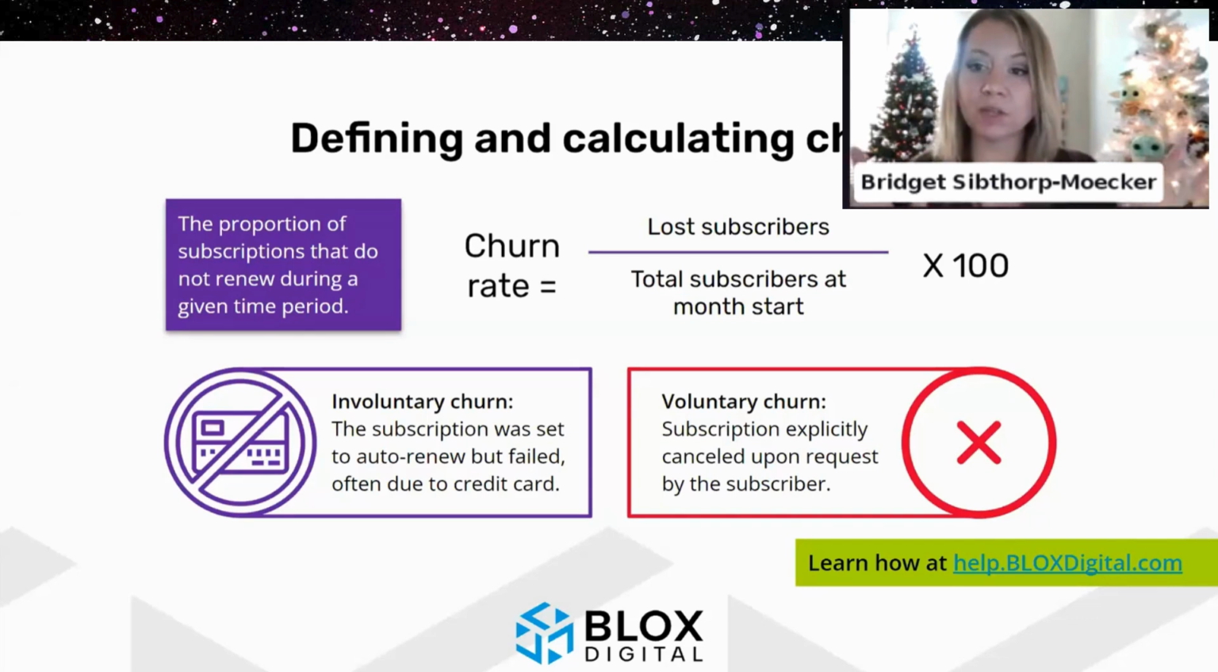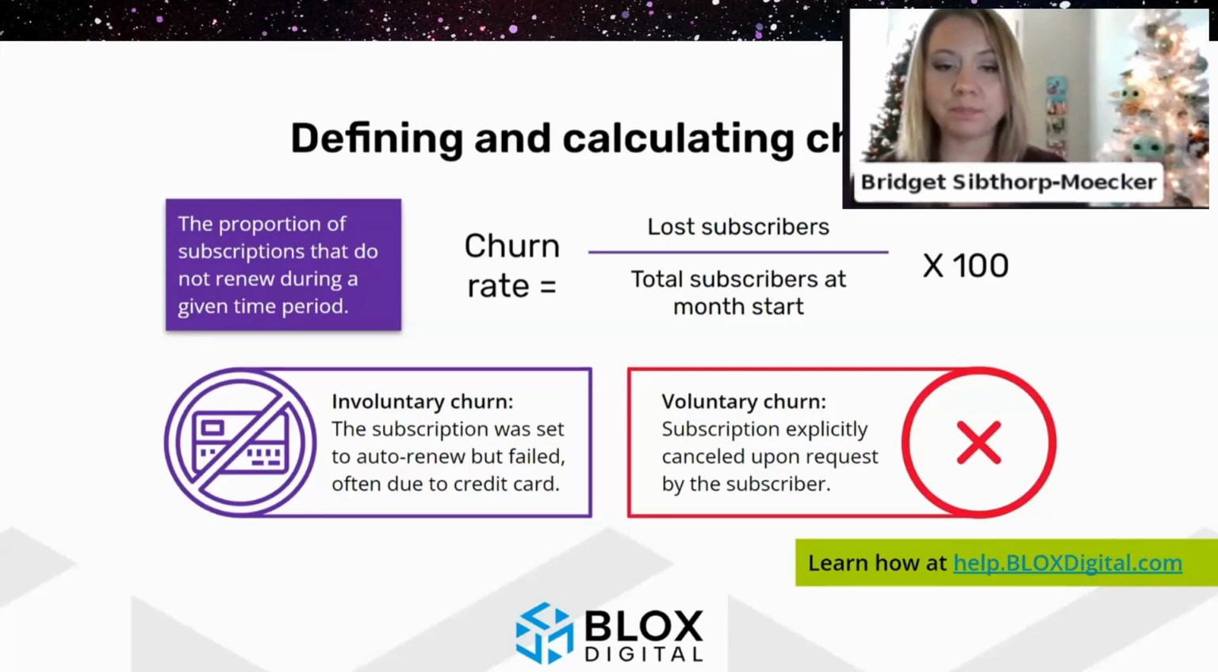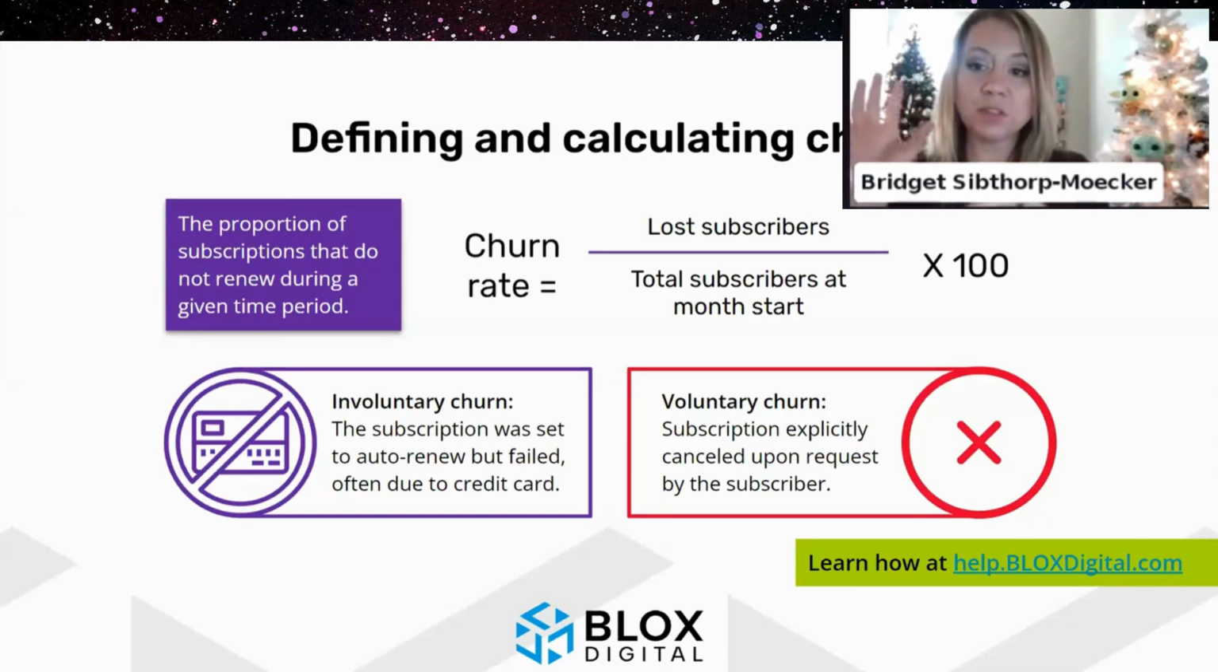And today we're going to talk about those in two different sections: involuntary churn and voluntary churn. In terms of the churn rate, we're doing a really high level total of everybody that should have renewed but didn't. But I want to think about it and tackle it in a couple of different ways here.